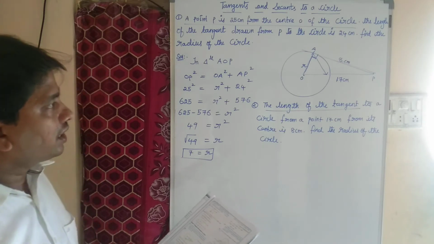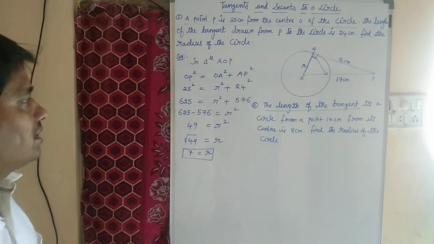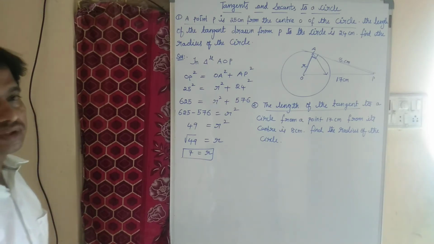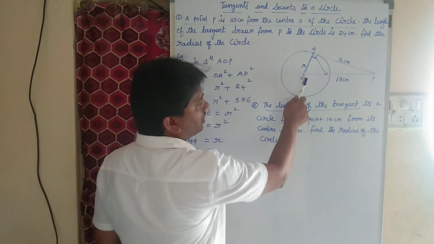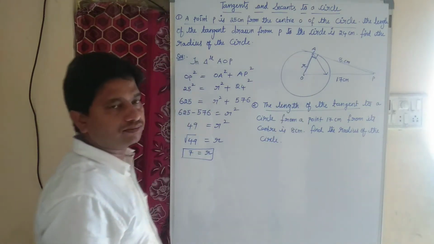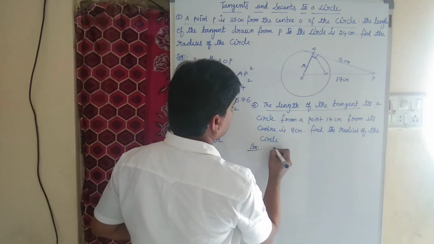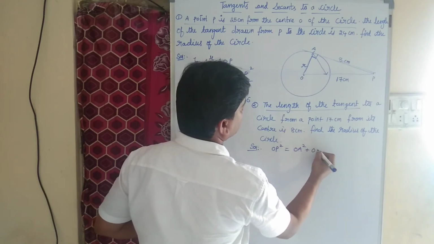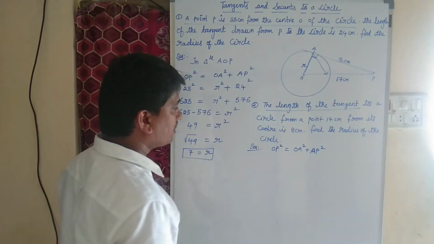So we have to find the radius of the circle. Radius of the circle, right? So children, in a similar manner, they are asking to find the radius of the circle. So by using Pythagoras theorem, OP square equal to OA square plus AP square. What is OP, children?